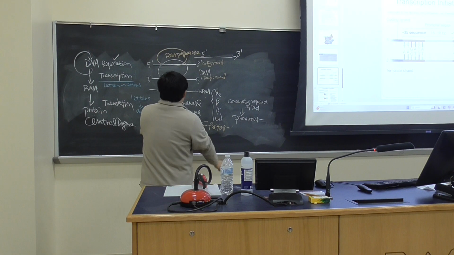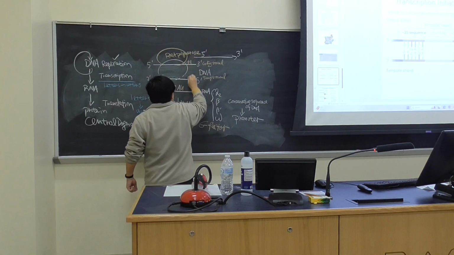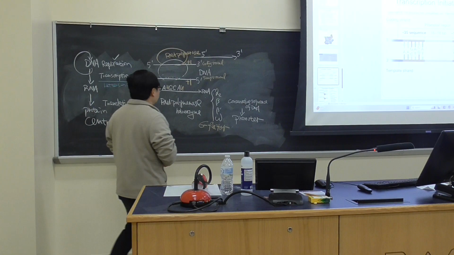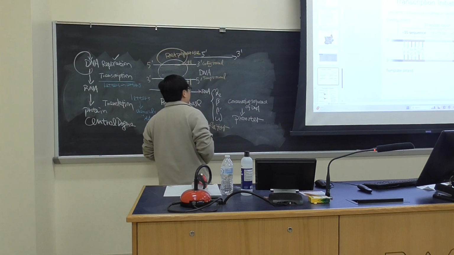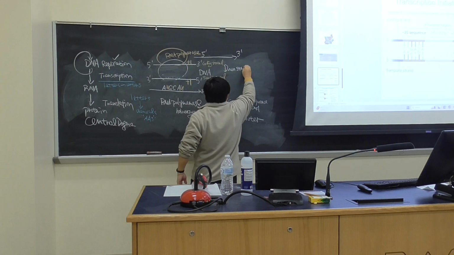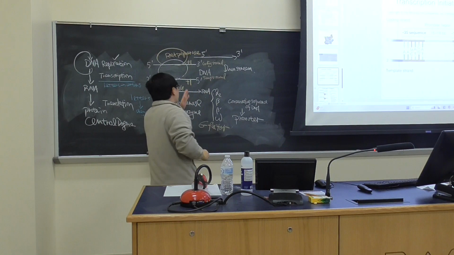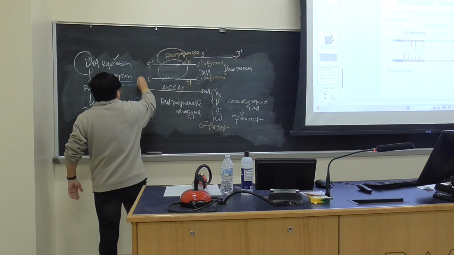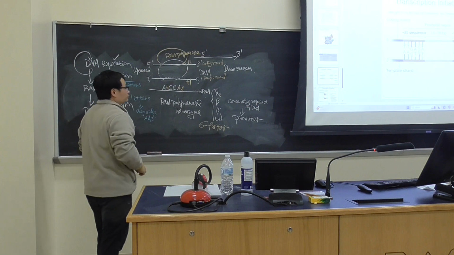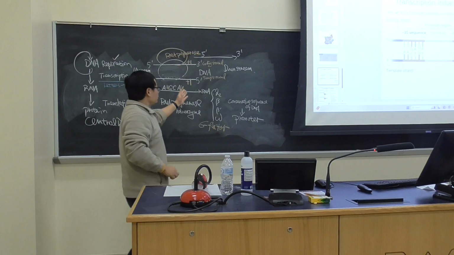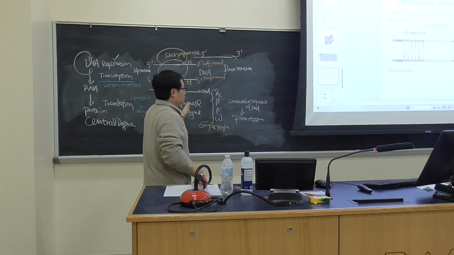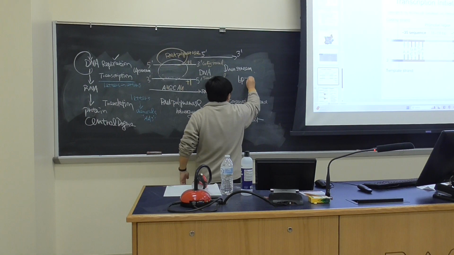The place where replication starts we call +1. Anything that happens on the right side of the blackboard, we call downstream. Anything that happens on the left side of the blackboard, we call upstream. Start from the +1, about 10 base pairs. BP, you call base pair.